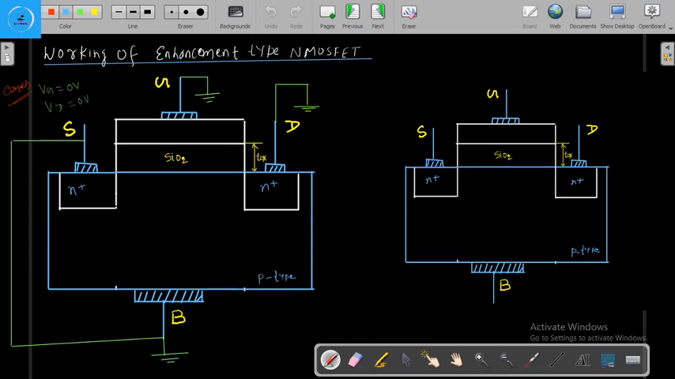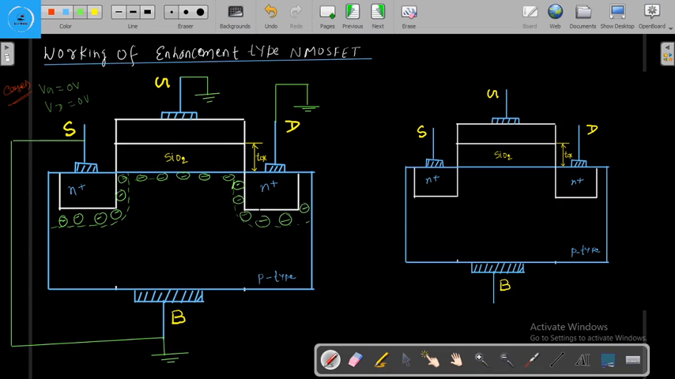In the same way, let me draw the depletion region. Here, this is the depletion region, and this depletion region has negative ions, full of immobile negative ions.